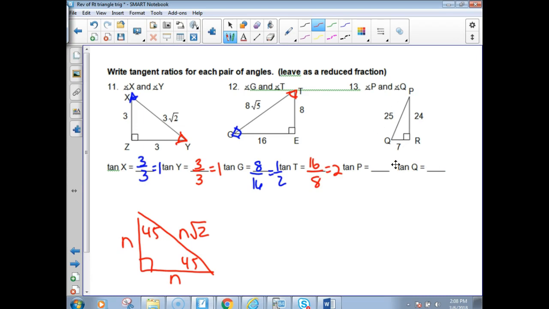Now this one's no special triangle either. Tangent of p, coming from up here, that's 7/24. You don't use the hypotenuse, and the tangent of the other acute angle would be coming from here, so you're doing 24 over 7. They're reciprocals of one another. Any questions there about how I got those answers? Okay, we're good? Next page.